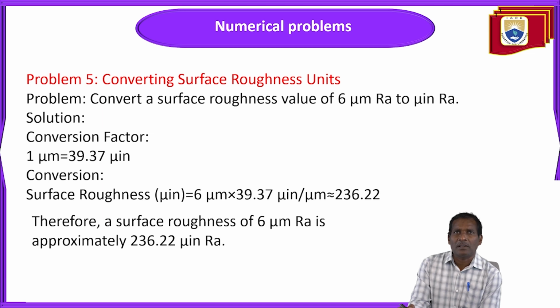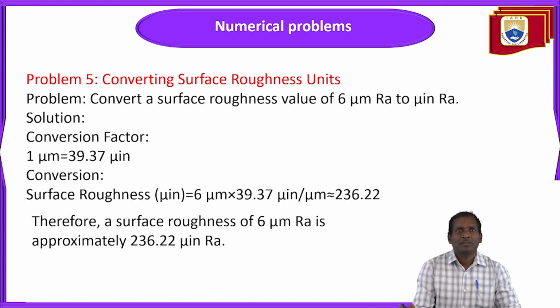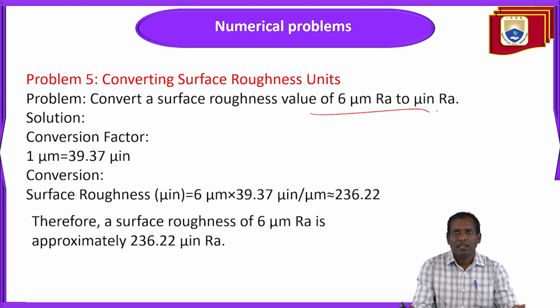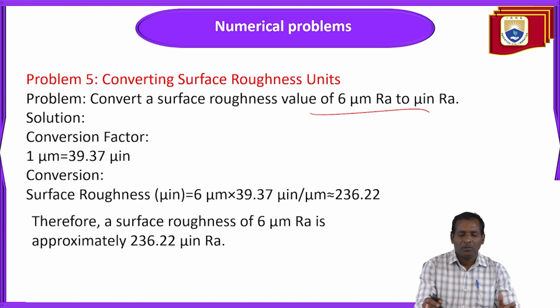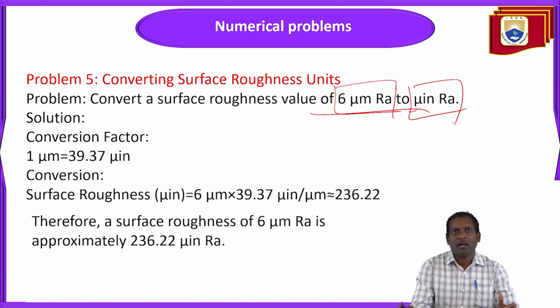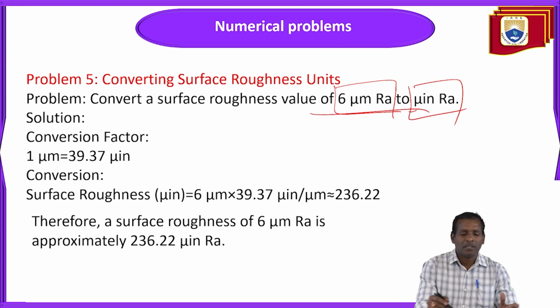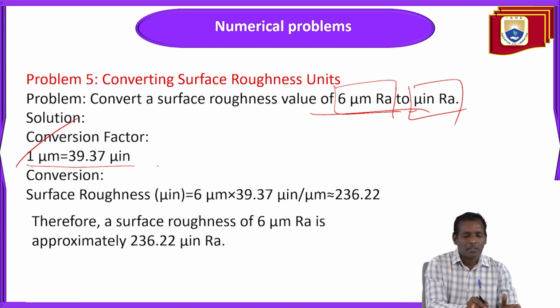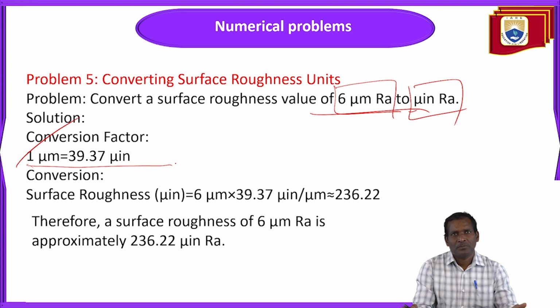Next, converting surface roughness units. Convert a surface roughness value of 6 micrometer Ra to micro inch Ra. The solution: the conversion factor is 1 micrometer equal to 39.37 micro inch.